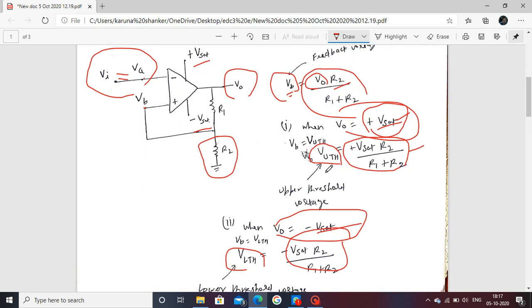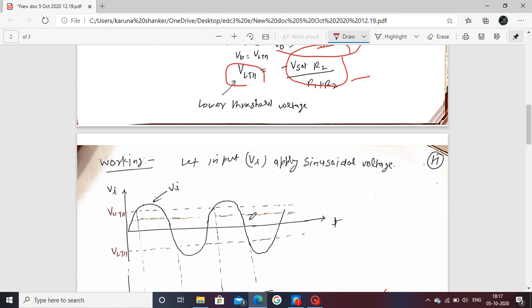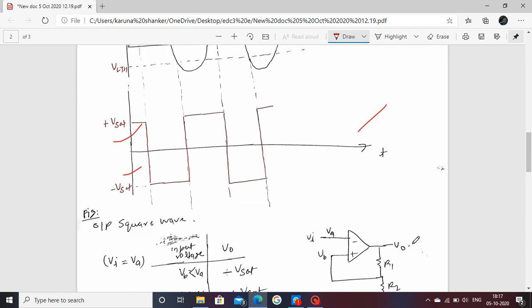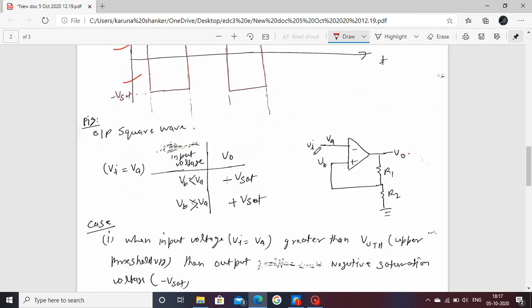Now you see here the upper threshold and lower threshold voltage, calculated from this. Next we move to the working operation of the Schmitt trigger. We consider the input voltage applied as a sinusoidal voltage, which means a sine wave is applied to the Schmitt trigger. This is the same circuit. Input voltage, a sine wave, is applied here. Now we find the VB voltage when V output is equal to plus V sat, and next when V output is equal to minus V sat. VB is found again, meaning the upper threshold and lower threshold voltages are found.